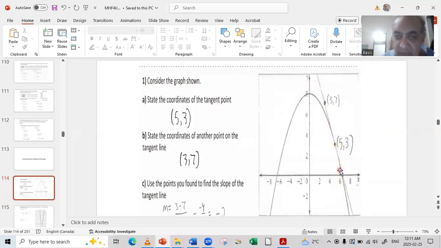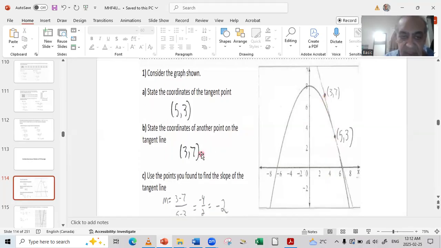So this point is 5 and 3. How did I know this? Here it's 5, and here between 2 and 4, so this is 3. So 5 and 3 are the coordinates of the tangent point. Now state the coordinates of another point on the tangent line. Any point on this tangent line, for example 3 and 7.